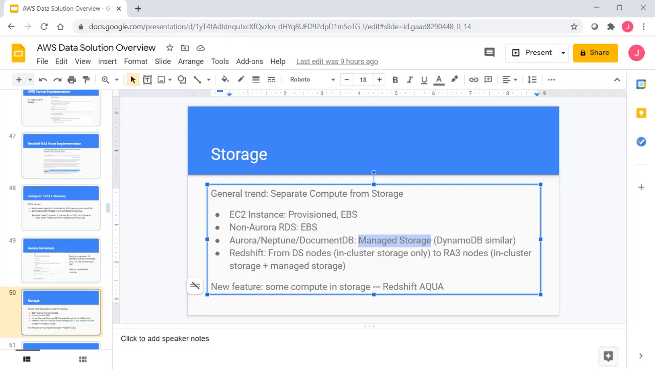Or like Redshift, they're moving from DS nodes to RA nodes. And there's also a new feature: as we are separating compute and storage, we're also pushing some compute into storage. For example, Redshift AQUA. Redshift AQUA is what they call distributed computing, in-storage computing.